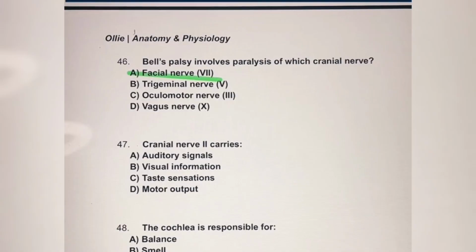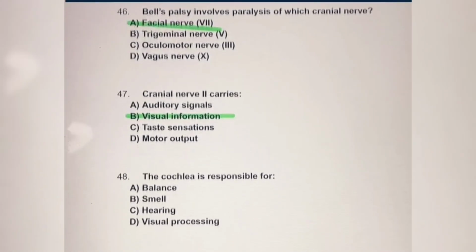Number 47, the second cranial nerve carries what? The answer is B. It is your visual information. The optic nerve transmits photoreceptor signals from the retina to the brain.